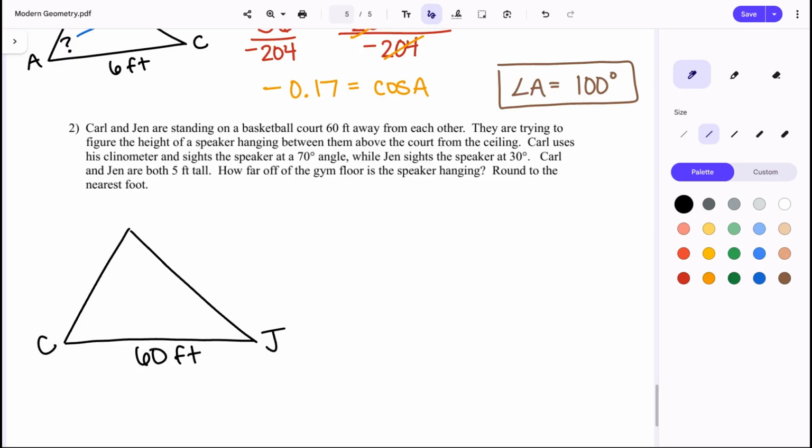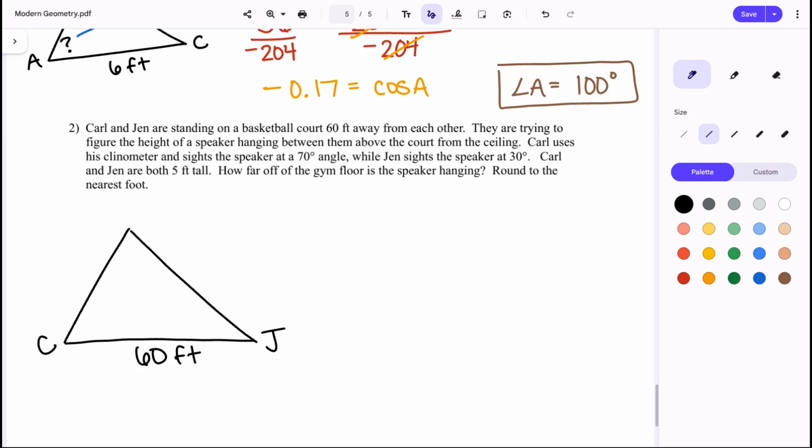Okay. They are trying to figure the height of a speaker hanging between them above the court from the ceiling. Carl uses his clinometer, which is the tool that you guys used in the gym. Okay, those angle finders. And sights the speaker at a 70-degree angle. Where should that go? Right under the angle.